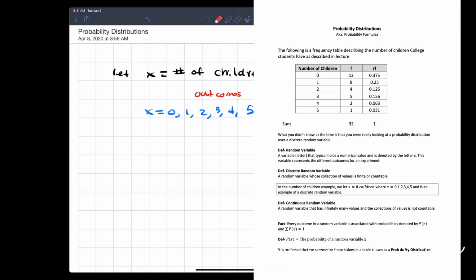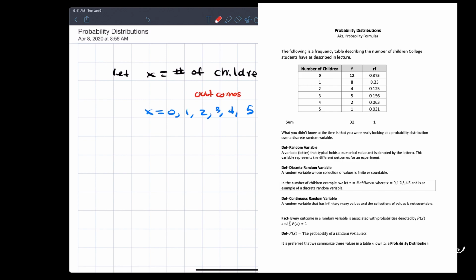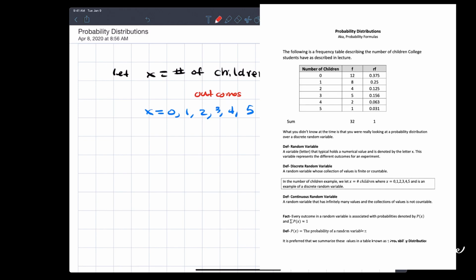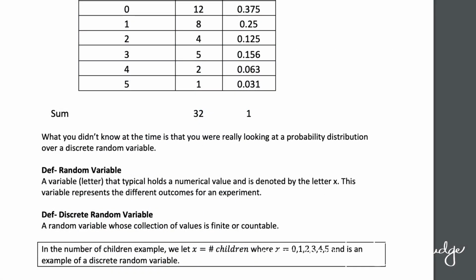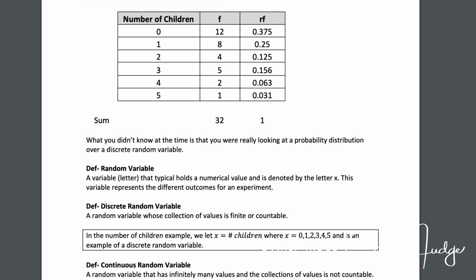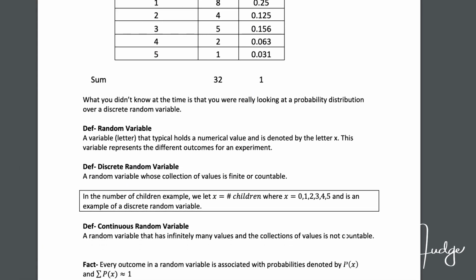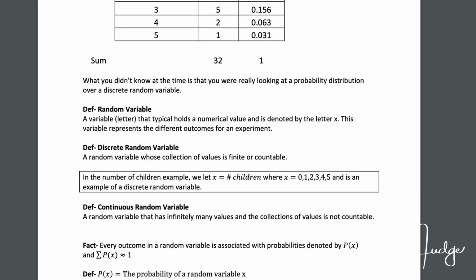Okay? Now, all we're saying is, tell me the list of outcomes. The list of outcomes are the number of children. This is what we let X be. So that's all we're talking about. This is called a random variable. It's a letter that just holds the outcomes of your experiment. In this case, the number of children, right? If we go back, we can see here the number of children. We let X be 0, 1, 2, 3, 4, 5.